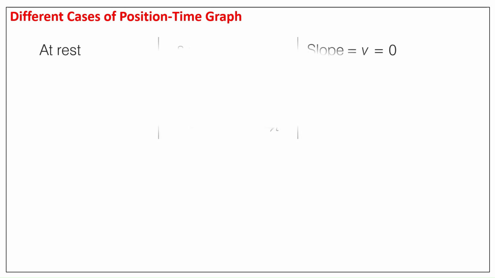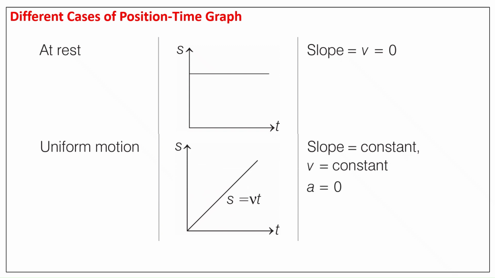1. At rest. In case of at rest, the position of the object does not change with time. Therefore, slope v is equal to 0. 2. Uniform motion. In case of uniform motion, having zero initial position, the graph shows a straight line. Therefore slope v is constant and a is equal to 0.